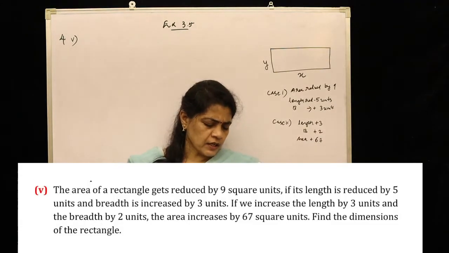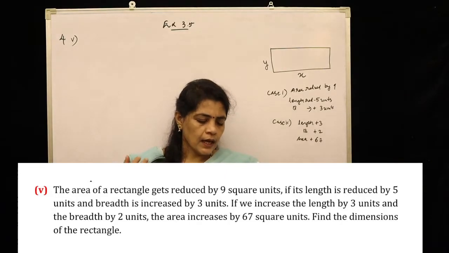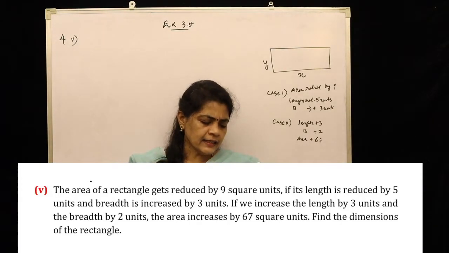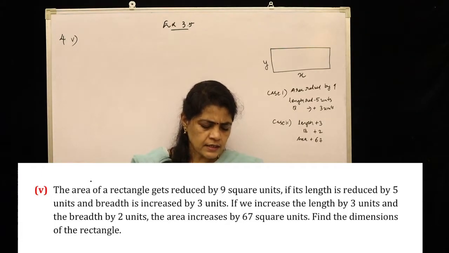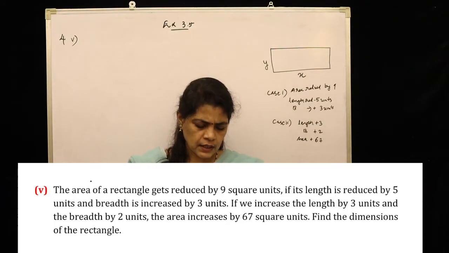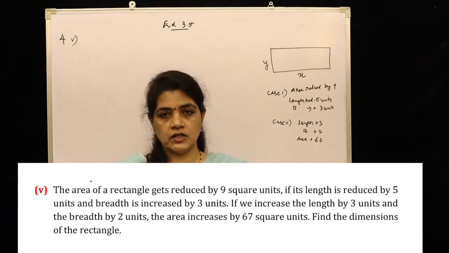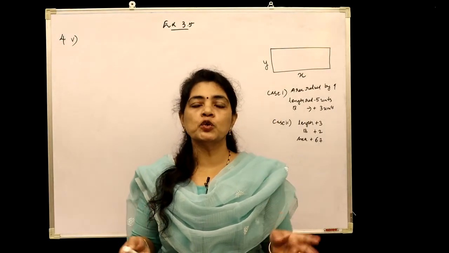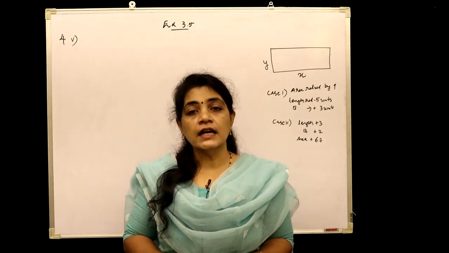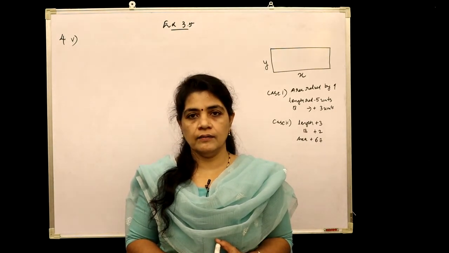The area of a rectangle gets reduced by 9 square units if its length is reduced by 5 units and breadth is increased by 3 units. If we increase the length by 3 units and the breadth by 2 units, the area increases by 67 square units. Find the dimensions of the rectangle. Dimensions means length and breadth. Since a rectangle is a plane figure, it has only 2 dimensions. So we have to find the length and breadth of the rectangle.